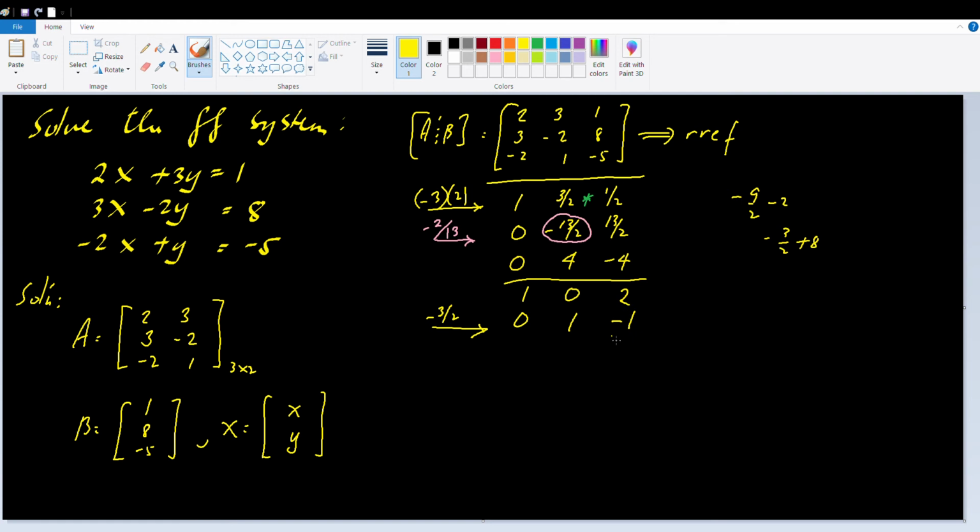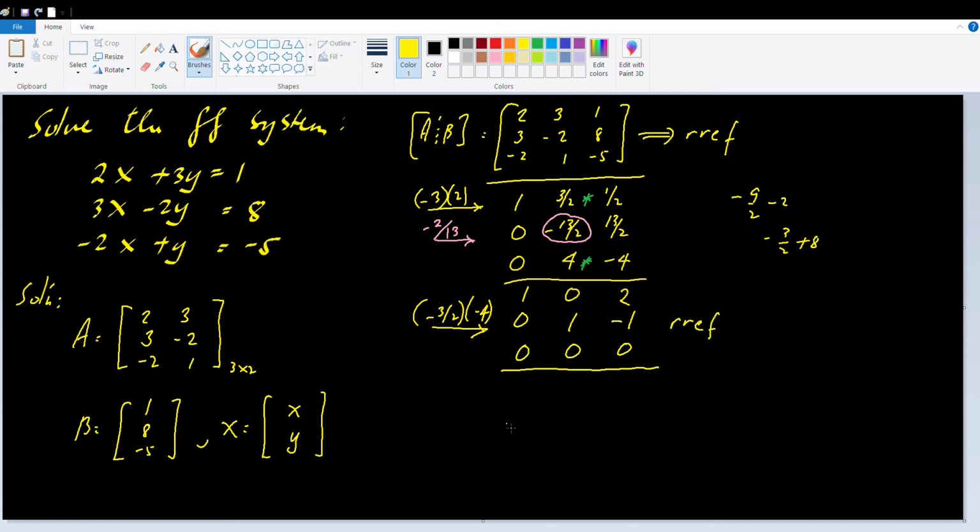Okay? Then we need to make this 4. We have to turn it into a 0. So we multiply the second row by negative 4. So negative 4 times 0 is 0 and 0. Negative 4 times 1 is negative 4 plus 4 is 0. Negative 4 times negative 1 is positive 4. Minus 4 is 0. As you can see, this is already in the reduced row echelon form.